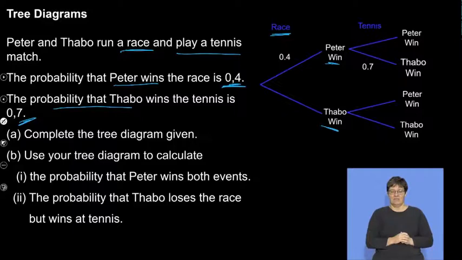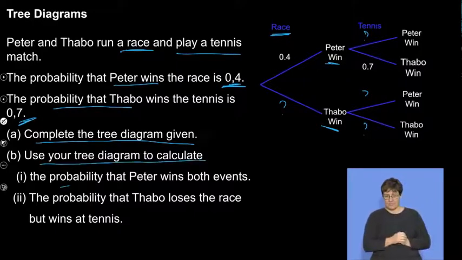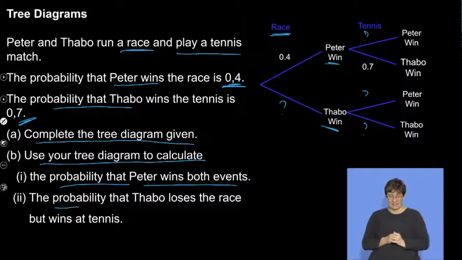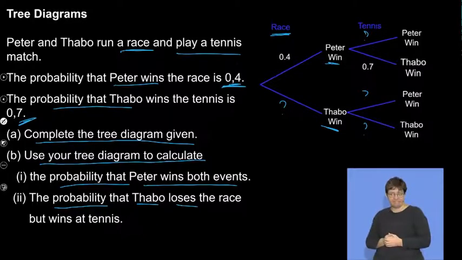So the first question is, complete the tree diagram given. So there's the tree diagram given to us. We need to put in something there, and there, and there. Then use the tree diagram to calculate the probability that Peter wins both events. What do we mean by events? We're talking about tennis and race. Then the probability that Thabo loses the race but wins a tennis match.